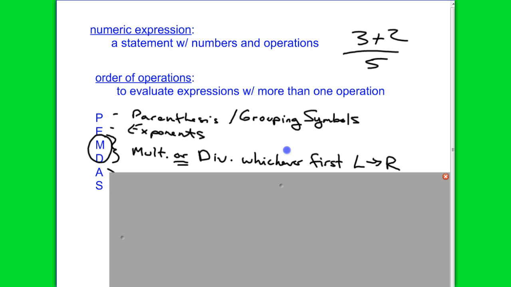And then finally, the last operations you're looking for, which you could circle as well, are represented by the A and the S. Hannah, what are those operations? Addition, subtraction. Right, whichever one comes first, left to right.